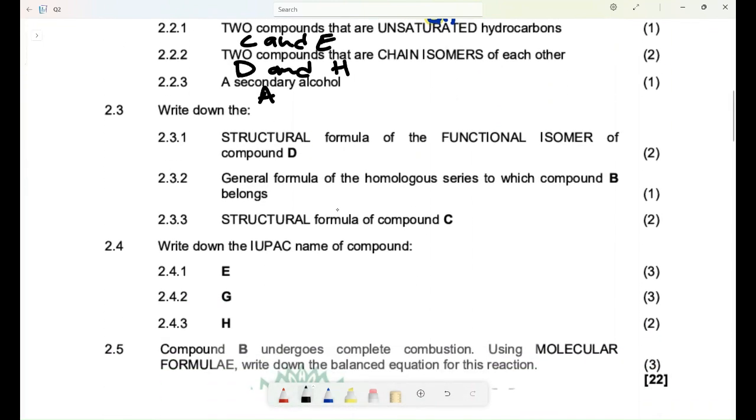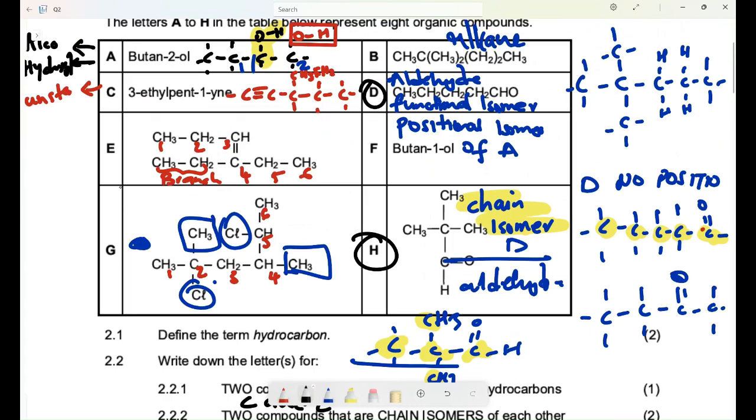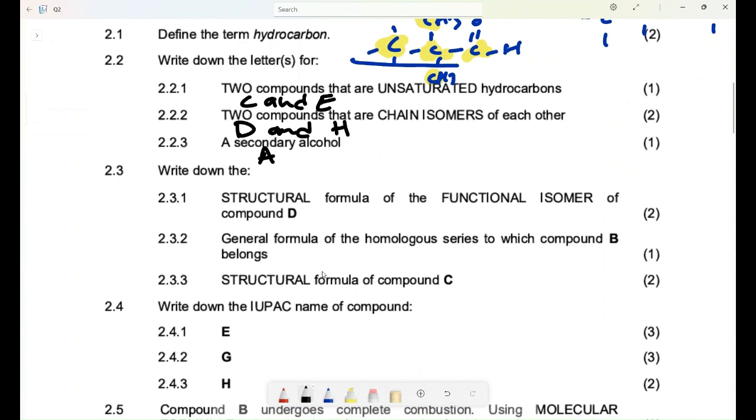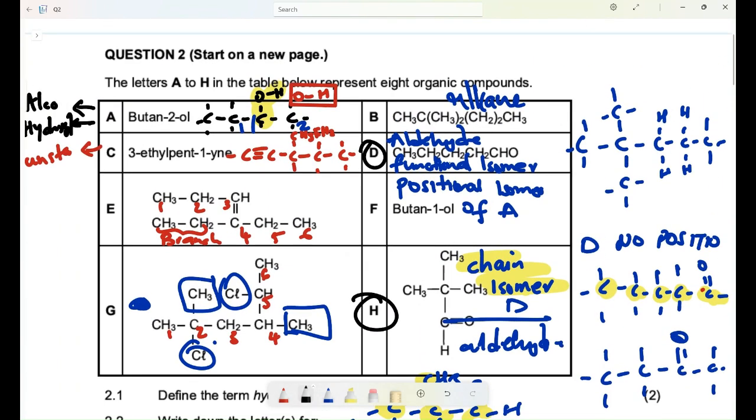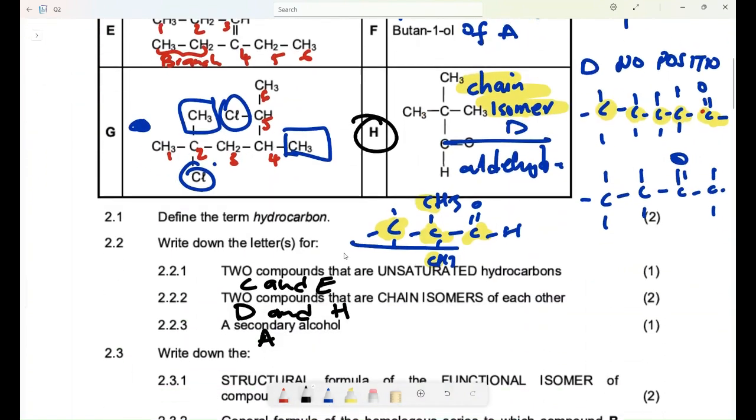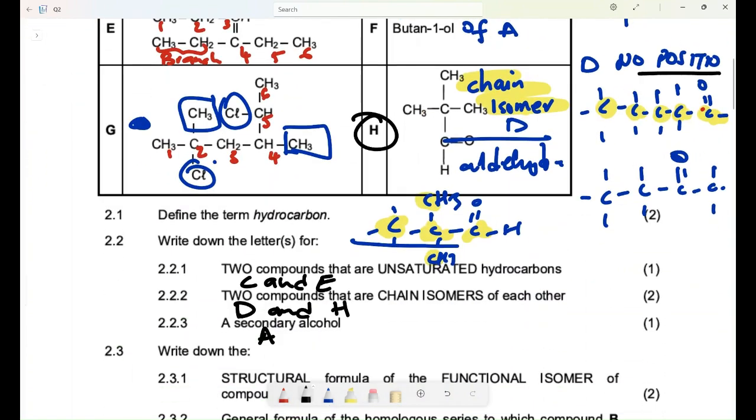2.3.1 Structural formula of the functional isomer of compound D. Where is D? D is here. The structural formula of the functional isomer. Remember I said it is a functional isomer of what? Where is that structure? Here it is. This is D. If this is D, how can I draw the structure of its functional isomer?